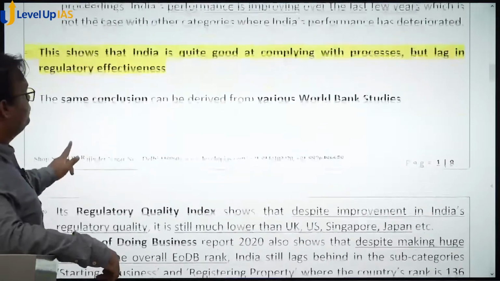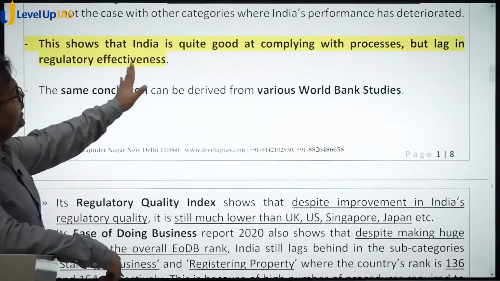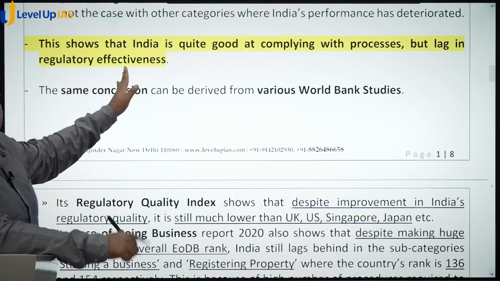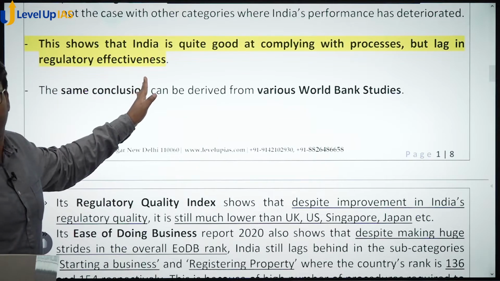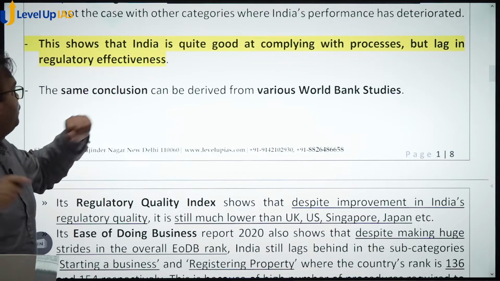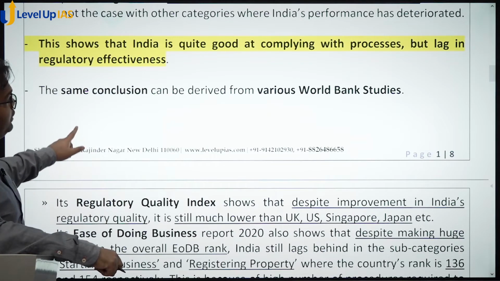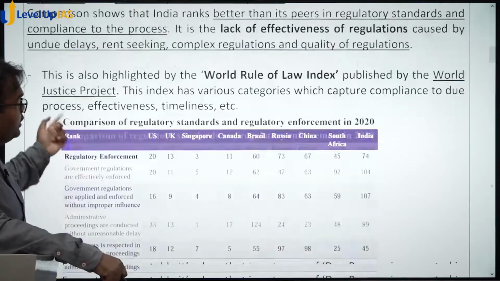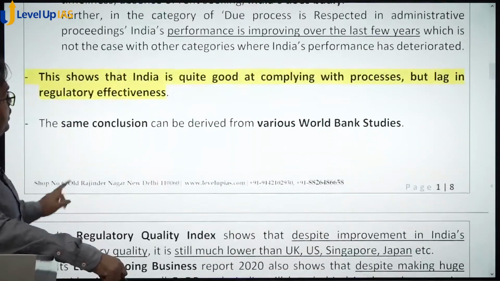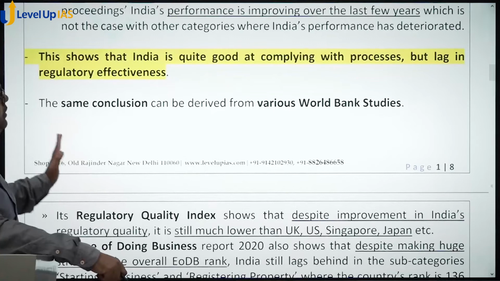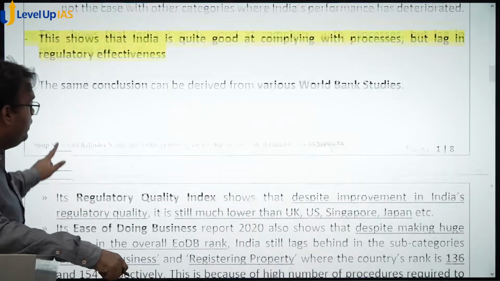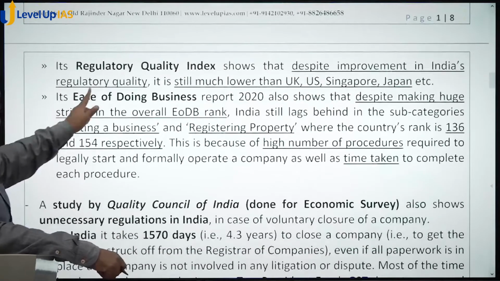Okay, now India is quite good at complying with process but lags in regulatory effectiveness. Regulations are not effective enough, but we are complying with the regulations. Now, this was the conclusion from the Rule of Law Index by World Justice Project. Similarly, we come to a similar conclusion by various studies of the World Bank. World Bank publishes an index called the Regulatory Quality Index.